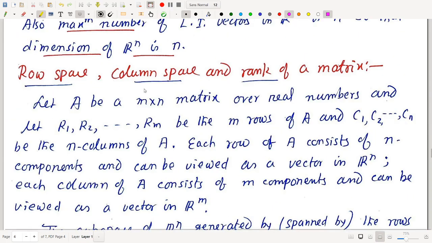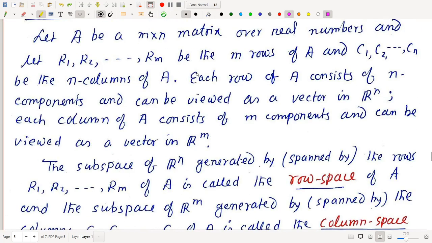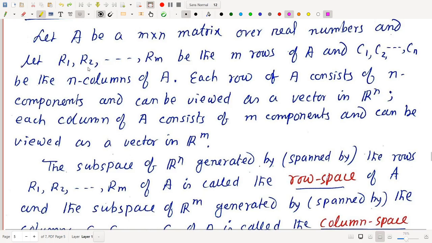Now we come to the row space, column space and rank of a matrix. This is the second approach to the rank of a matrix. Already we have defined rank of a matrix in the first lecture. Now we shall see another definition. Let A be an m by n matrix having m rows and n columns over real numbers, and let R1, R2, ..., Rm be the m rows, first row, second row, up to the mth row, and C1, C2, ..., Cn be the n columns of A.